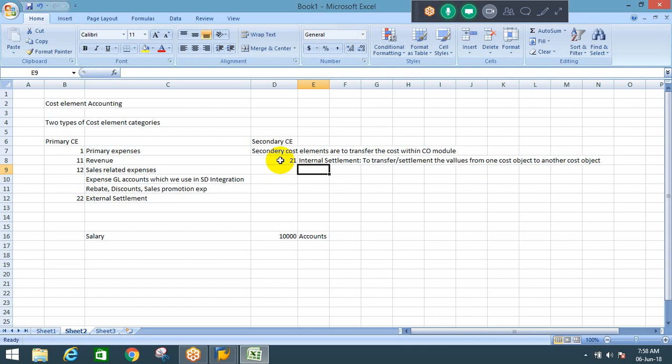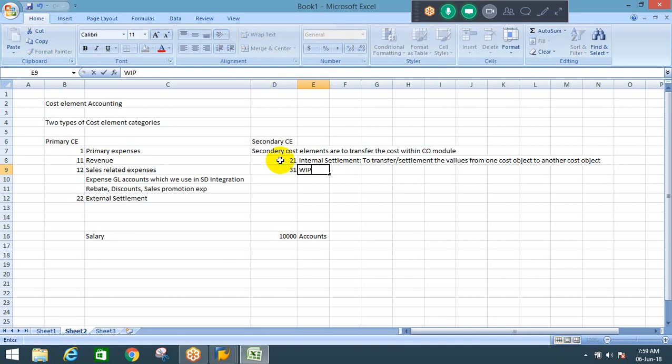In asset accounting, we discussed AUC, asset under construction. We book the expenditure in FI. If you want to transfer those values to AUC, we can use internal settlement, the 21 cost element category. We can create a secondary cost element and use it for transferring the values from FI to AUC. That is internal settlement. We will transfer the values from internal order to AUC. And next, 31, just note down, we will discuss in detail later.